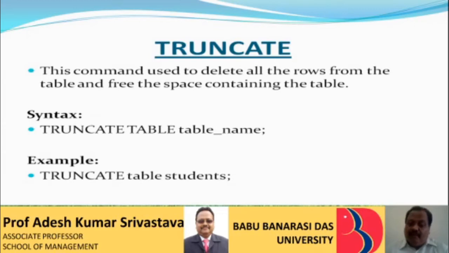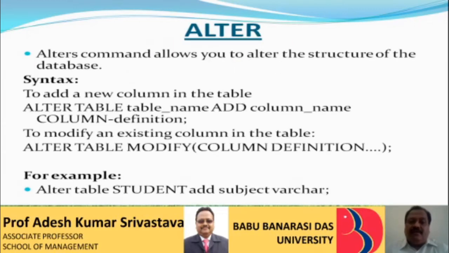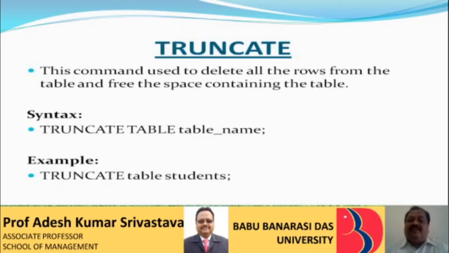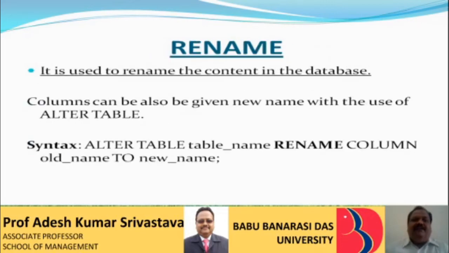But there is a point. Earlier you learned about the drop command. There is a difference between drop and truncate. See, there is a fine line between them. The drop command removes tables and databases from the RDBMS, which means if you give the drop command, it will permanently delete everything you have specified. But in the case of the truncate command, it will delete the rows only and free the space, but it will not delete the entire table. The table structure will remain.